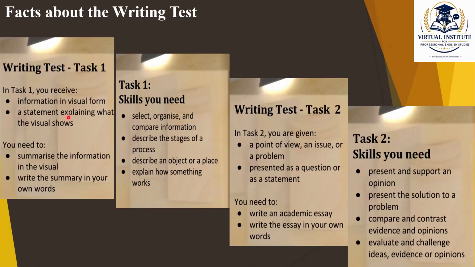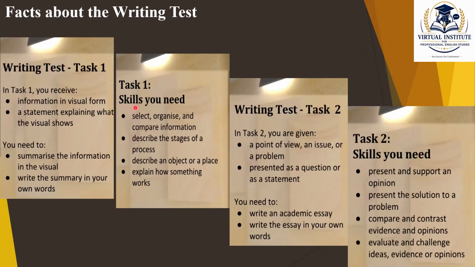And then there will be a statement explaining what the visual shows, right? So for example, if there is a picture, there'll be a statement, and this statement will tell you what the picture is all about, right? Now, what you need to do is summarize the information in the visual form, and then write the summary in your own words. How can you do it? We are going to discuss in detail in the coming slides. Don't worry about it. But this is what you are going to do.